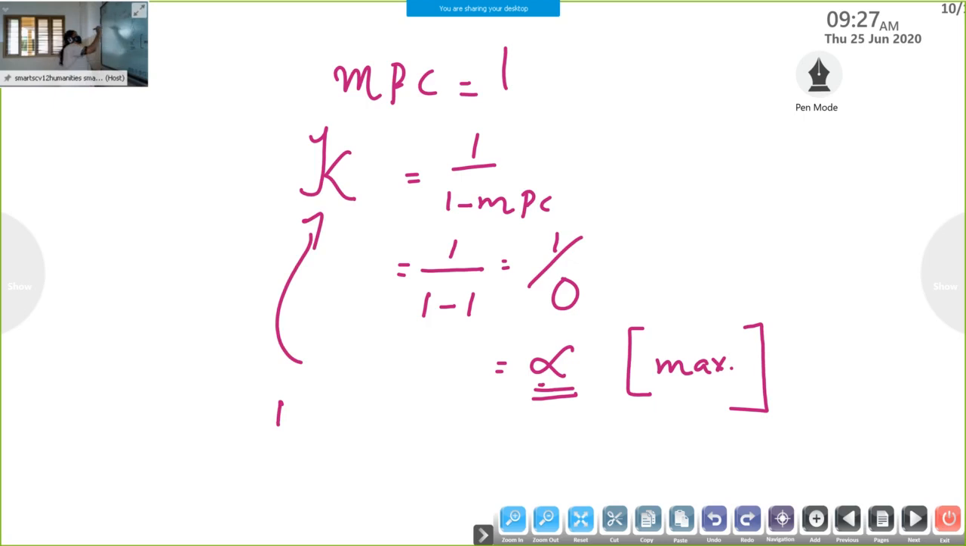The minimum value of MPC is 0 and the maximum value is 1. It's very important for one more question. What is the minimum value of MPC? 0, and the maximum value is 1. What is the minimum value of k? That is 1, and the maximum value is infinity. Okay, that big topic is over.